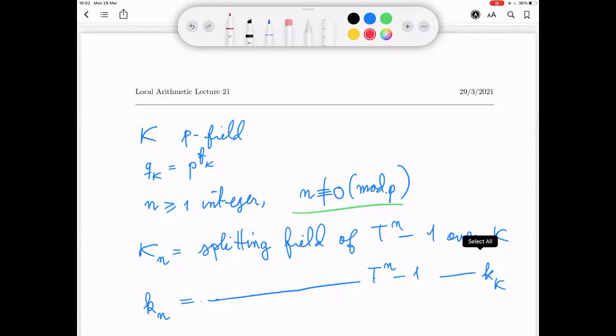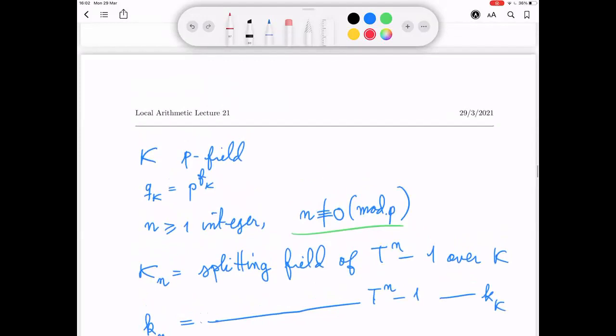No questions? Okay, things must be absolutely clear. Let's continue.